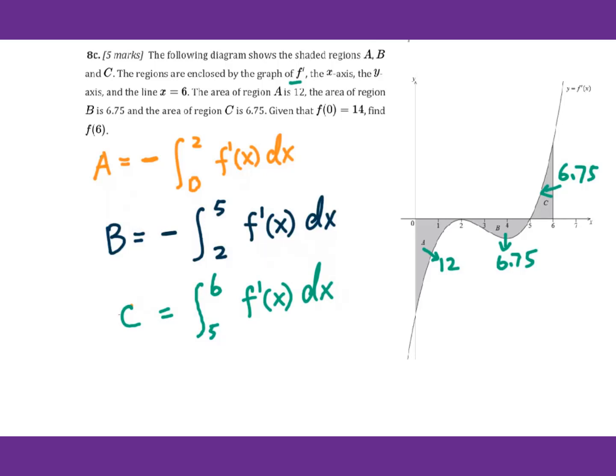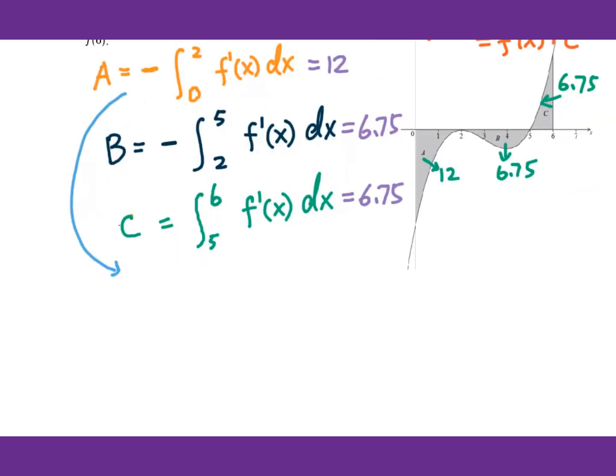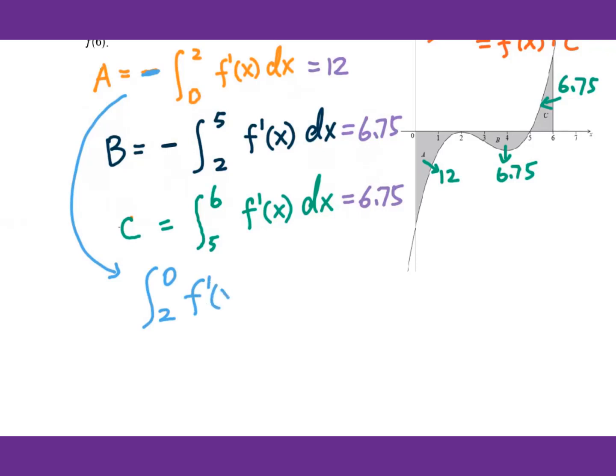For A, that equals 12. For B, this equals 6.75. As we know, when we do the indefinite integral of f prime of x, you will get f of x plus c. From A, since I have a negative sign, I can do the integral from 2 to 0 of f prime of x dx equals 12.